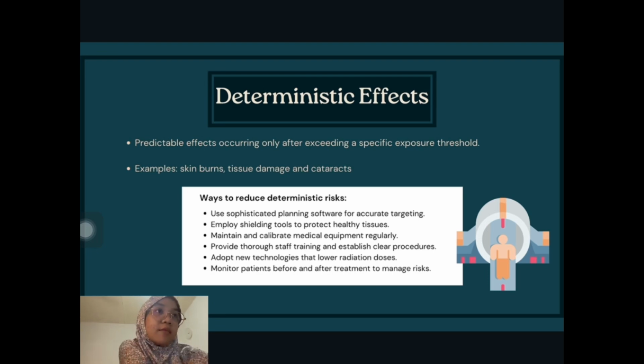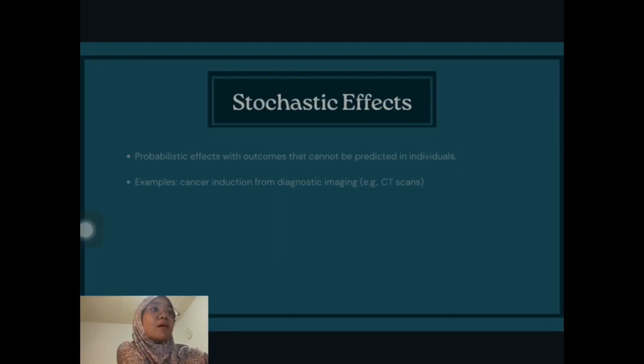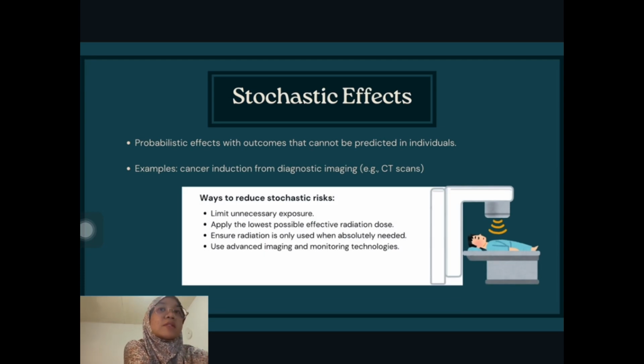Moving on to the stochastic effect. It is a probabilistic effect with outcomes that cannot be predicted in individuals. This is very sneaky because we don't know how much cancer risk can cause problems. It's like rolling a dice. It's about the chance, not the certainty. So the higher the roll, which is the higher the radiation, the higher your chance of trouble. An example of this effect is cancer induction from diagnostic imaging, such as CT scans.